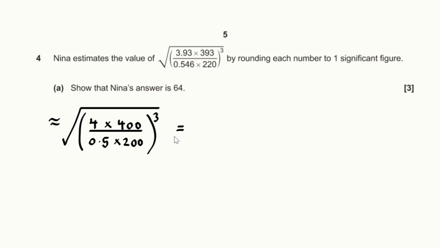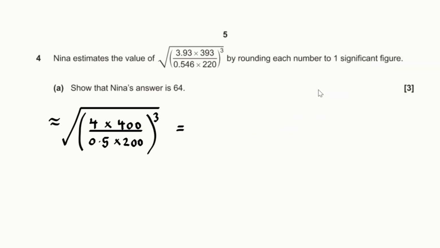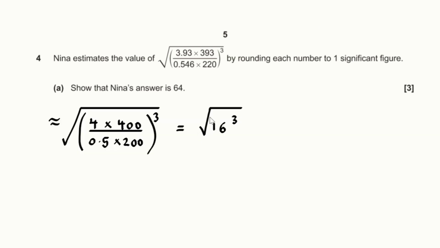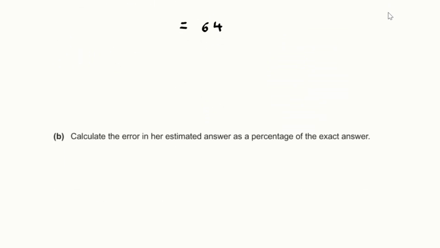And if I work out what this is, we have 4 times 400 divided by 100, which is 16. So we've got 16 cubed, which is then square rooted, and if I work out what this is, 16 cubed square rooted is 64. And that's exactly what we wanted to show.